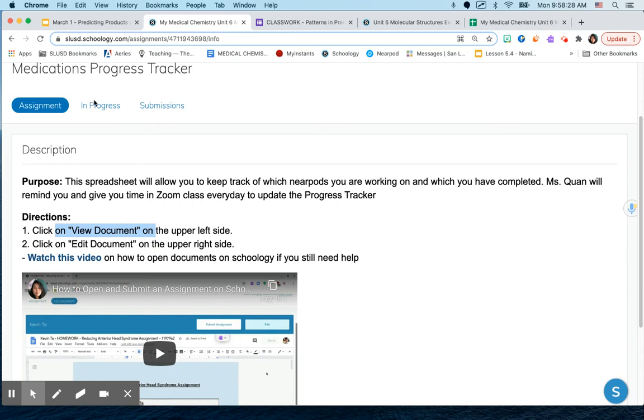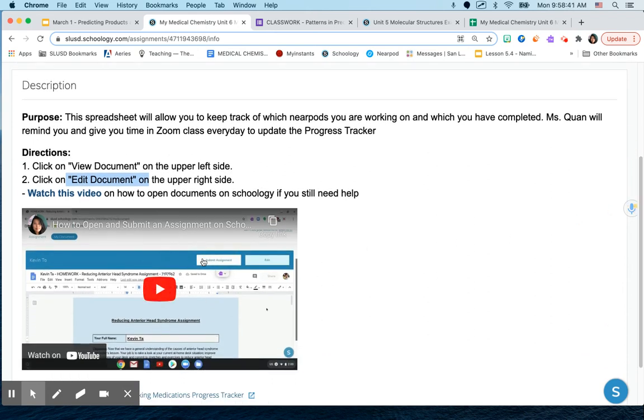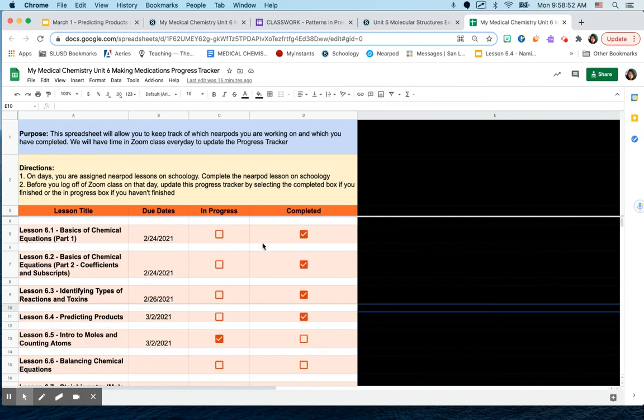So step 1 says click on View Document on the upper left-hand side, and then Edit Documents on the upper right-hand side. If you need a walkthrough for how to do this, go ahead and watch this video. And when you open up the spreadsheets, it will look a little bit like this. Right, maybe slightly different. So far we've gone through Nearpod lessons 6.1 to 6.3. So you should have completed the first 3 already, and these were the original due dates for those.